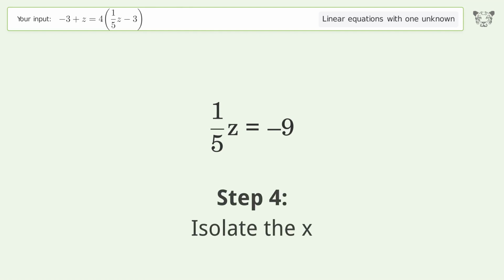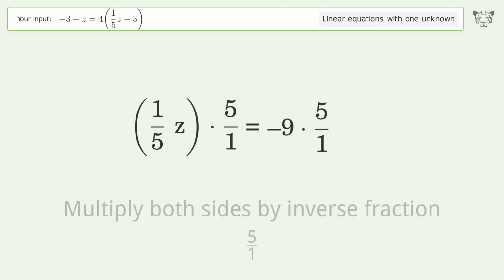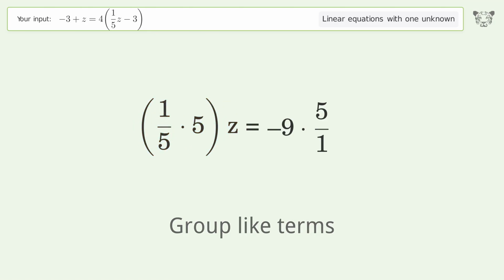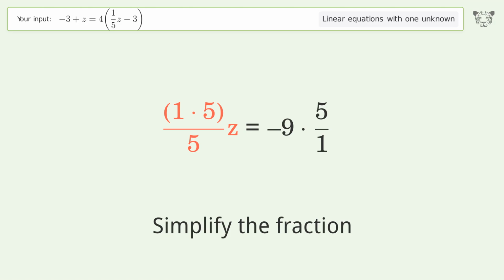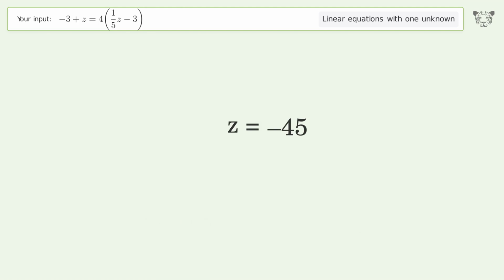Isolate the x. Multiply both sides by inverse fraction 5 over 1. Group like terms. Multiply the coefficients. Simplify the fraction. Simplify the arithmetic. And so the final result is z equals -45.